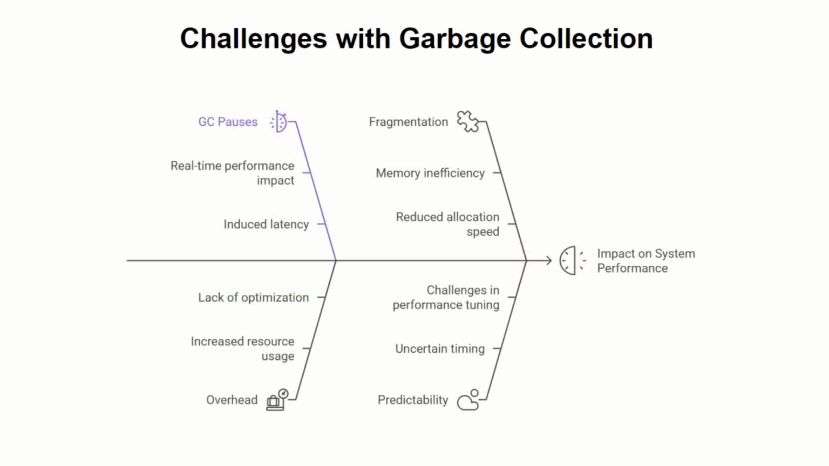The challenges with garbage collection are these. During garbage collection, the program may experience pauses, like GC pauses, affecting real-time performance. Garbage collection can add overhead to the program, particularly if the GC is not optimized. Over time, memory can become fragmented, which may reduce performance. Some collectors use compaction to minimize fragmentation. It's difficult to predict exactly when garbage collection will occur, which can impact performance-sensitive applications.